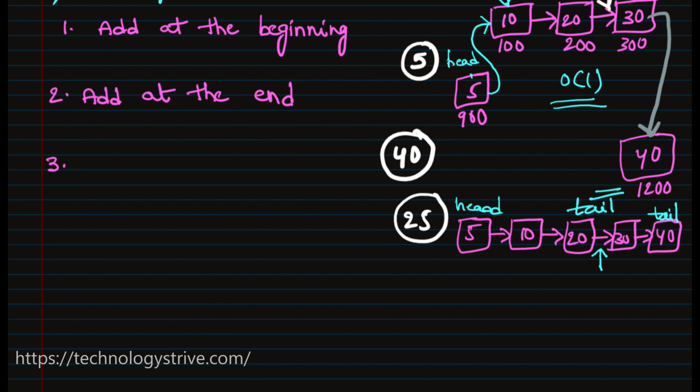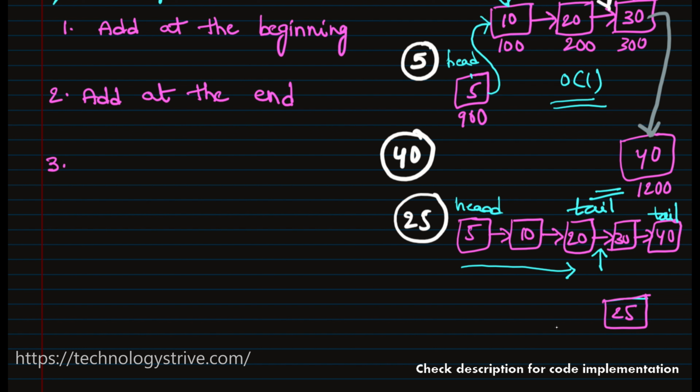So we have to start from head, and once we reach 20, we create a new node with value 25. Then 25's next we make 30, we break the old link, and then 20's next we make 25. This insertion takes order of one time complexity. The traversal takes order of n time complexity. Just inserting in the middle takes order of one time complexity.